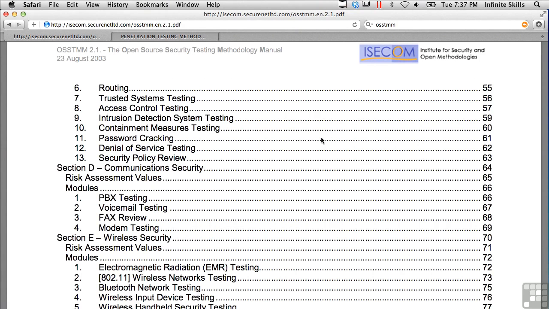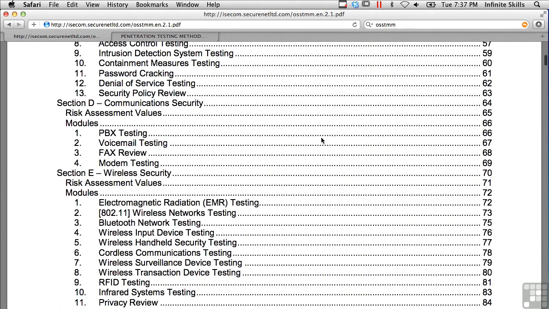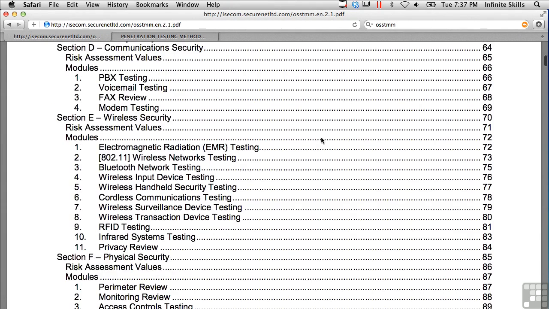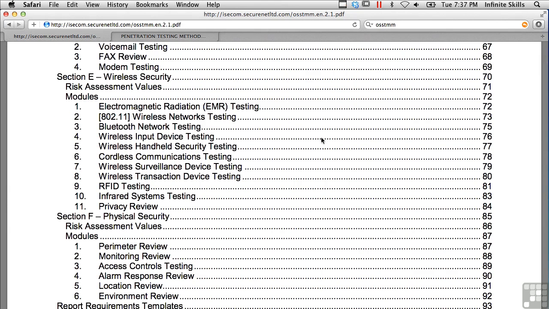Then we get into communication security, where we're dealing with PBX testing and voicemail testing, and possibly a fax review, as well as looking at modems. There's a section for wireless security, and we talk about the different types of wireless networks, including Bluetooth and wireless input devices and handheld security, cordless communications, and there are also sections for RFID and infrared systems testing. So as you can see, there's a pretty detailed and comprehensive amount of information in this particular methodology document. They take a lot of things into consideration.